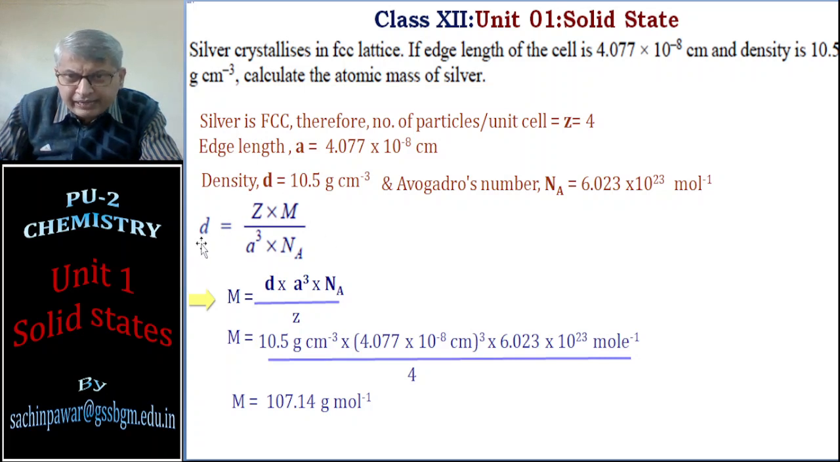Namely, we have a problem to calculate the density of the unit cell from knowing the other values. We have the formula for calculating the Z, that is the number of particles per unit cell, by knowing the other values. We have a problem for calculating the edge length of the unit cell by knowing the other values, and we have a problem for calculating the molar mass of the material by knowing the other values in the same formula.